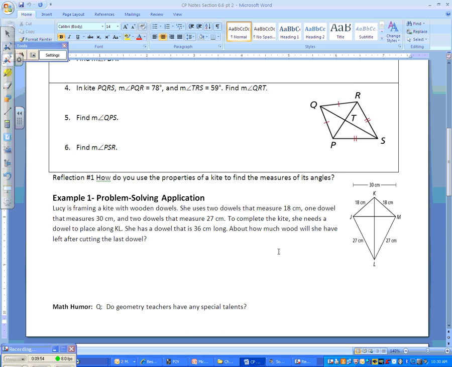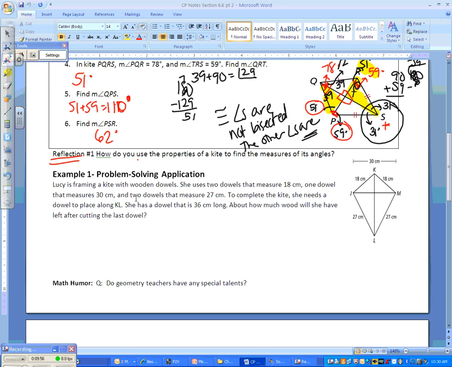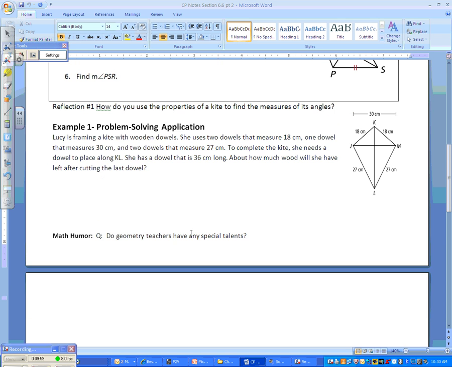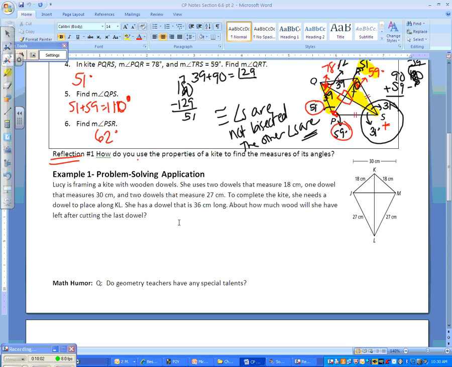Okay, the next thing we're doing today. Yes, this is the last one. The next thing we're going to talk about are the side lengths of kites. So Lucy is framing a kite with some wood. She uses two pieces of wood. One measures 18, one measures 30, and the other measures 27. To complete the kite, she needs a piece of wood to place along KL. So she needs to know how long KL is, and that way she can make her kite.